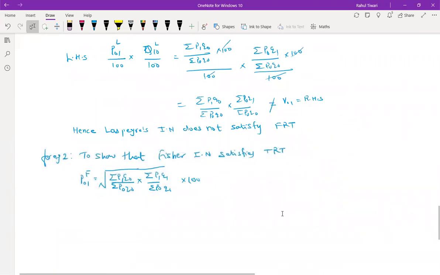I will satisfy FRT on. So I have written the formula for Fisher index number. Can you write the quantity index number formula? As I said, we have to interchange that value. P1 के बदले, just replace 0 by 1 and 1 by 0.